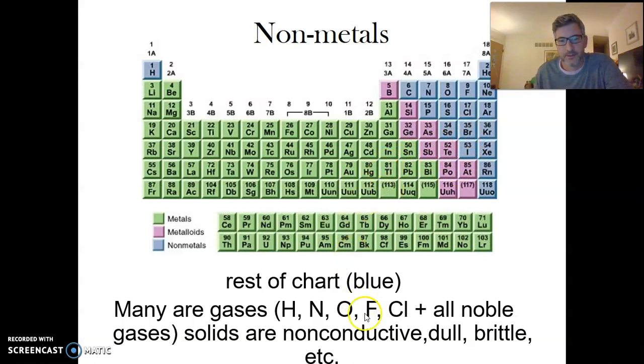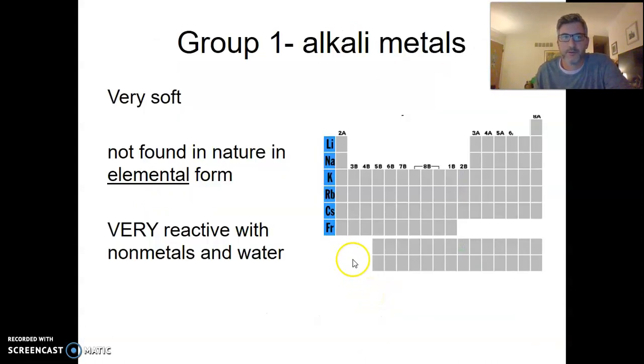If they are solids, they're not going to be metallic, of course. They're going to be non-conductive. They're going to be dull. They're going to be brittle. Okay, we're going to take a look at these in class later on.